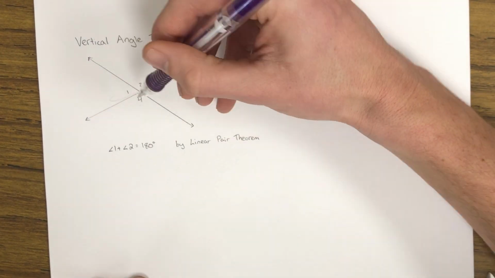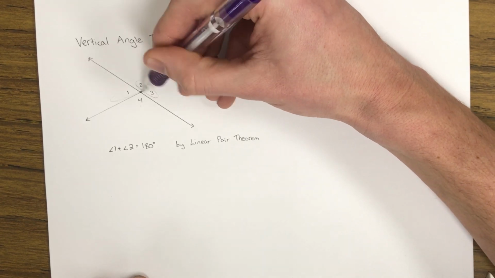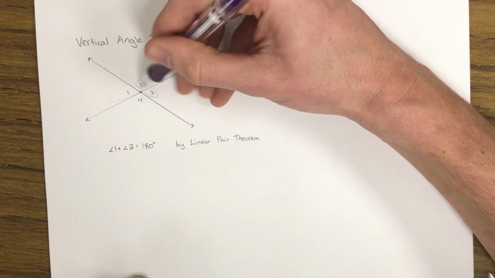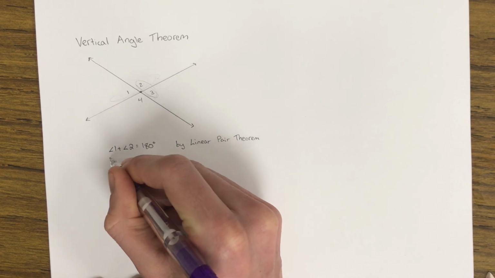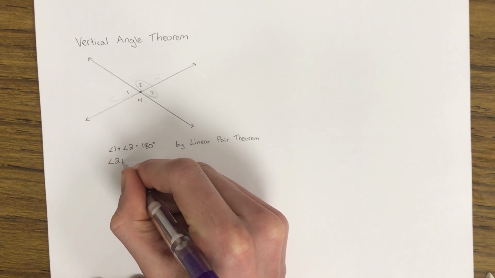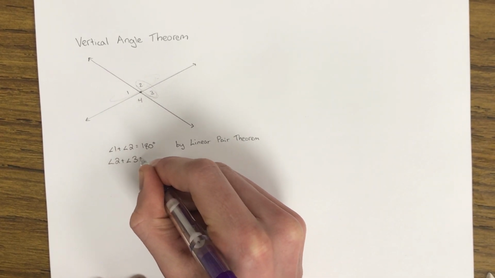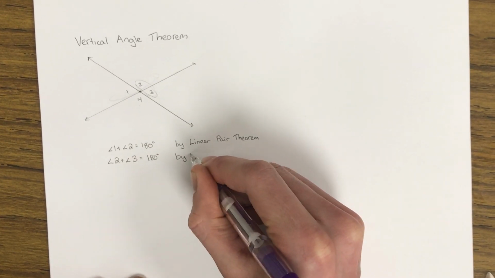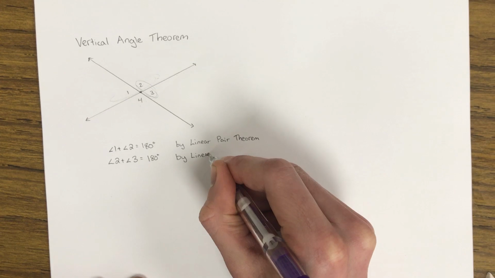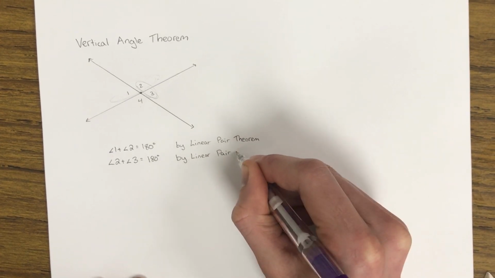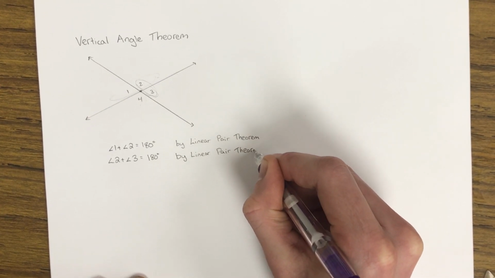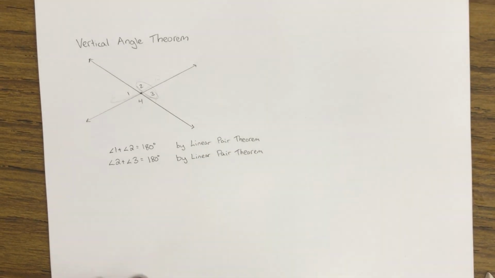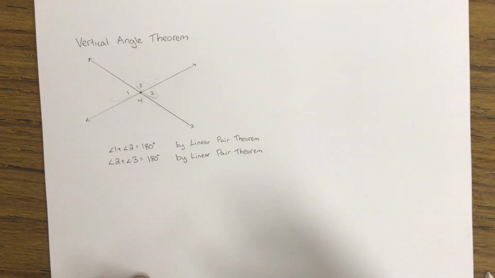We can also make the same statement about angles 2 and 3. Sitting on that straight line adjacent to one another, they are also a linear pair. So angle 2 plus angle 3 equals 180 degrees. And that would be by linear pair theorem again. Now, this is kind of the key part of the puzzle.